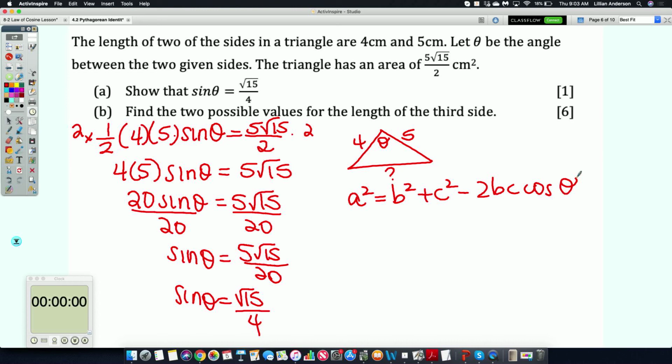Cosine theta. You know what sine theta is. How can you find cosine theta if you know sine theta? The Pythagorean identity. So cosine squared theta plus the square root of 15 over 4 squared has to equal 1. So then that way you can actually have something to plug in for cosine of theta. What is the square root of 15 over 4 squared? 15 over 16, because when you square a square root, it goes away. And then 4 squared is 16.